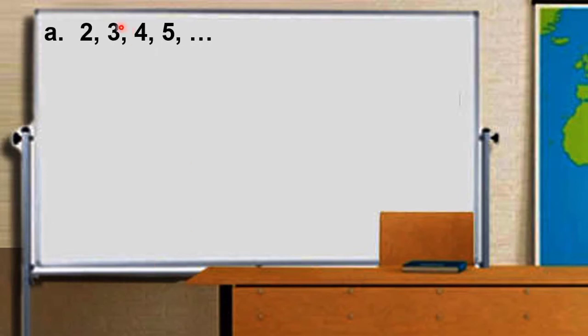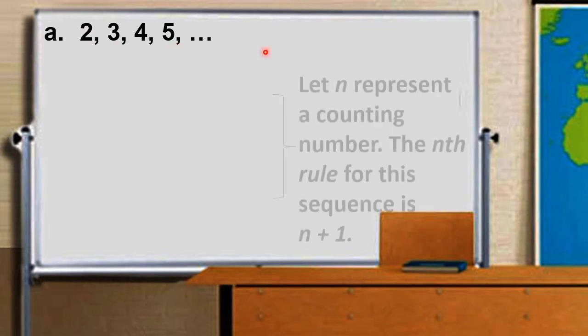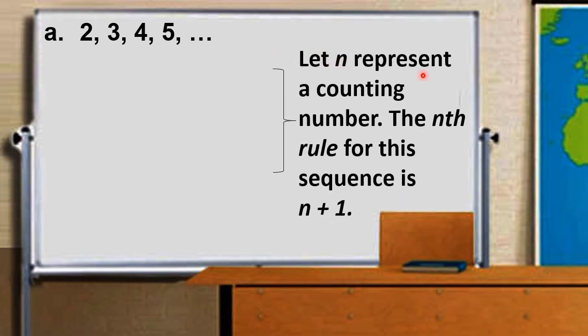Let's have our first example. 2, 3, 4, 5. So, ano yung next terms? So, let n represent a counting number. The nth rule for this sequence is n plus 1. So, lagi lang tatandaan na yung n, ito yung counting number. And then, si 1, ito ay constant.